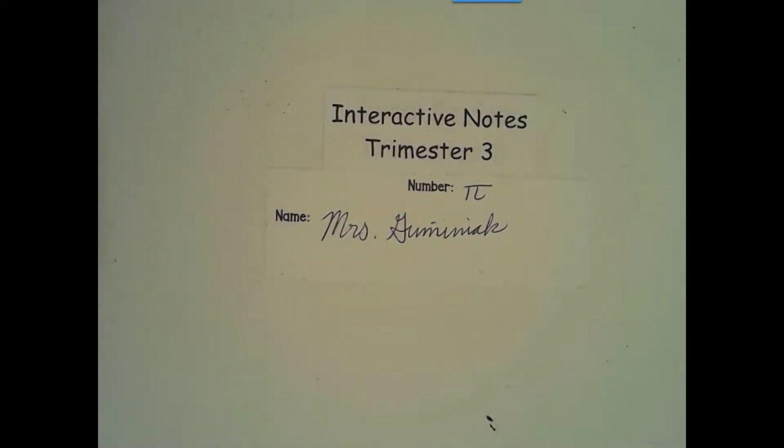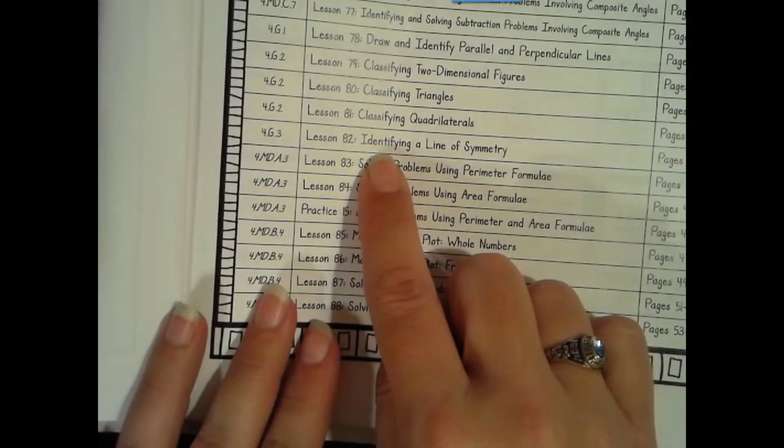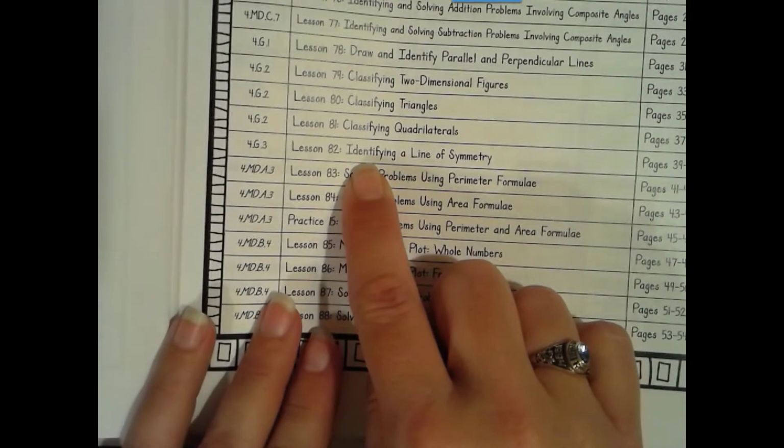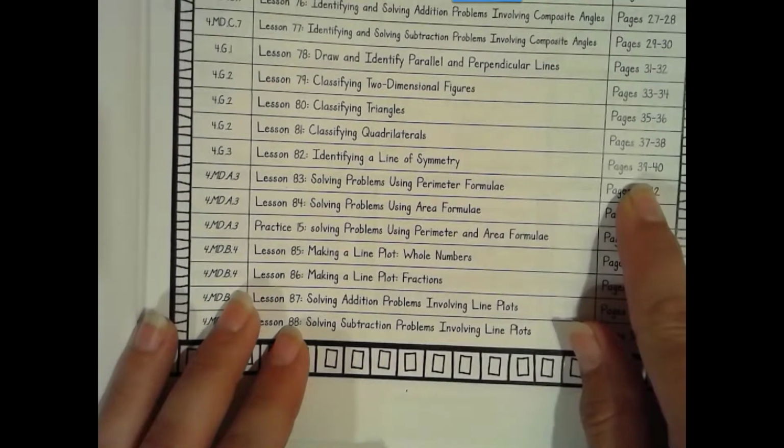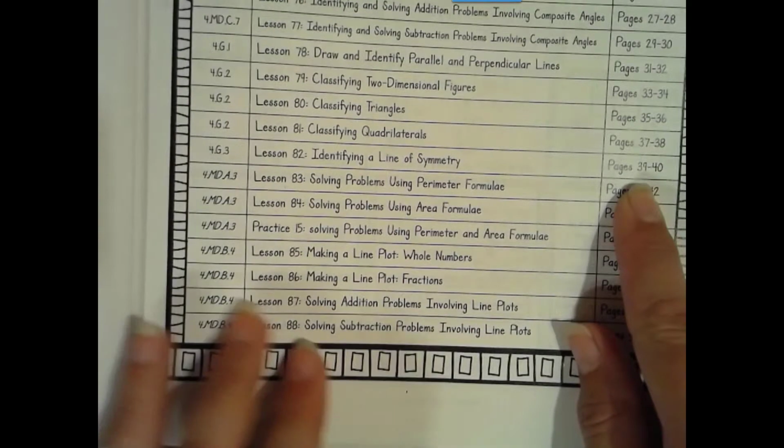Welcome to lesson 82 of our interactive notes. Today we are identifying a line of symmetry, pages 39 and 40.